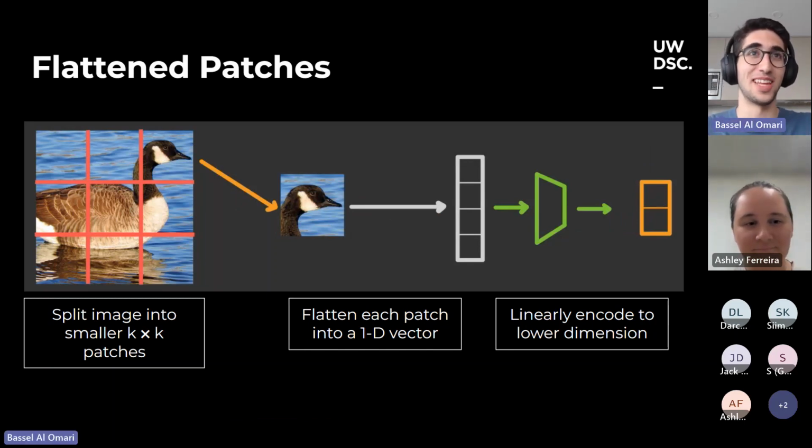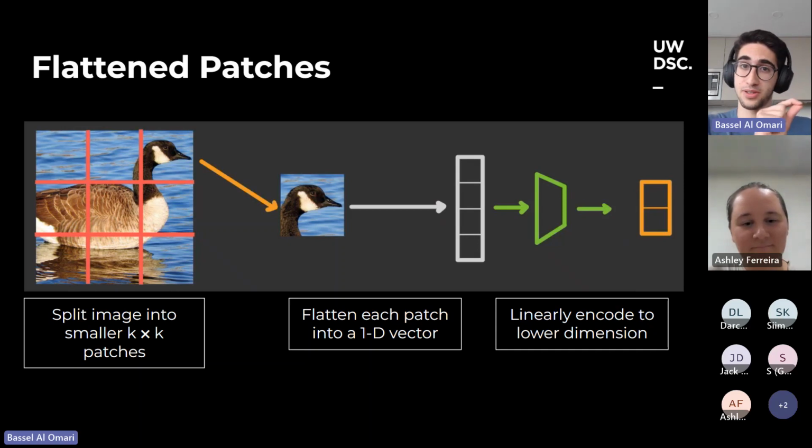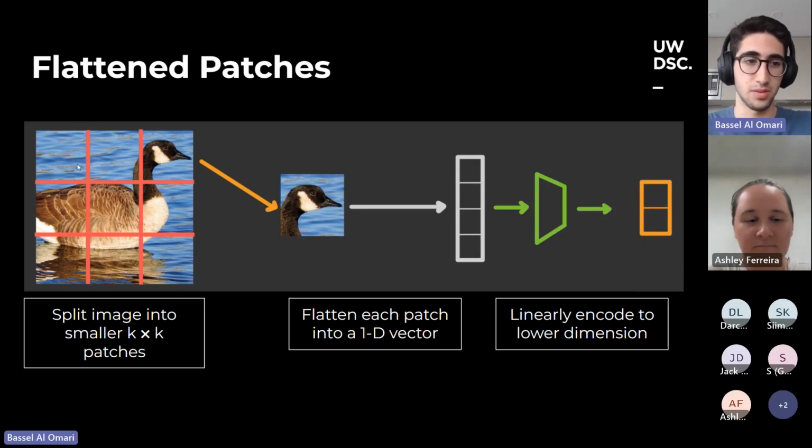But yeah, so what they introduced in the Vision Transformers paper is instead of calculating the attention score between each pair of pixels, you calculate the attention score between each patch of pixels in the image. So you take an image like this, an image of a goose, and you'd split it into patches instead of just the pixels themselves, and you'd calculate the attention score between each patch.